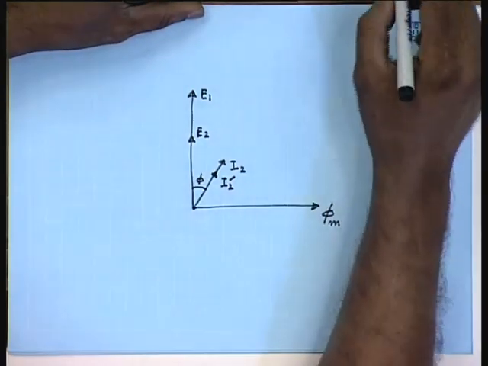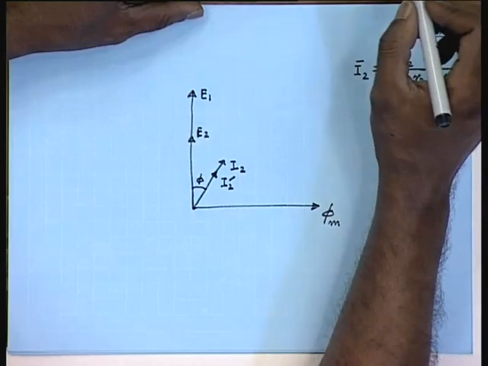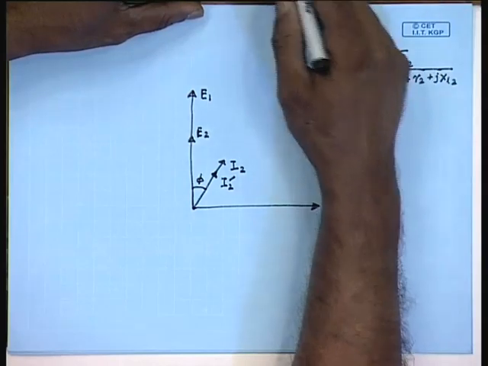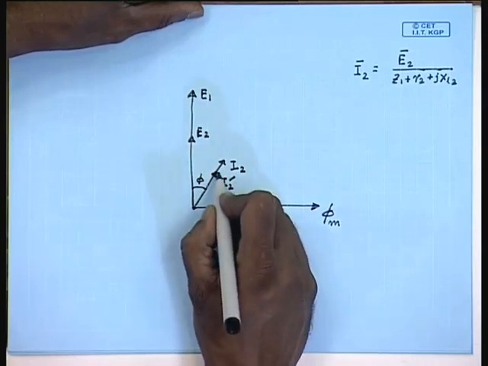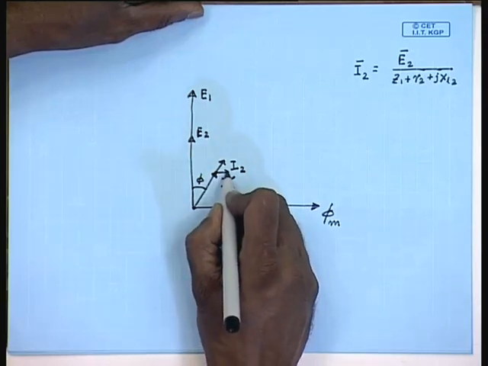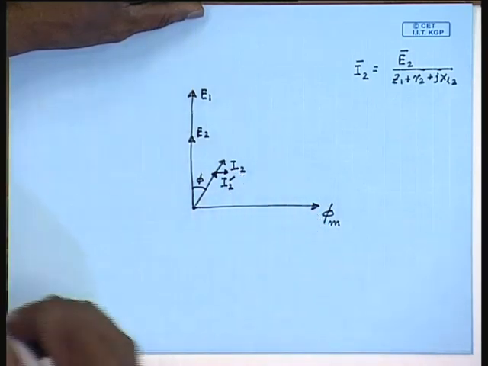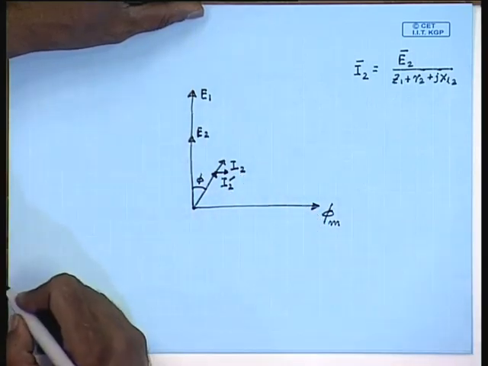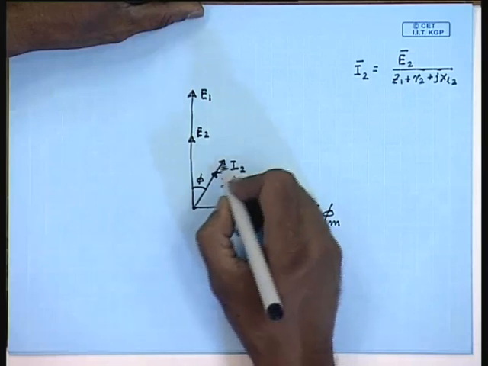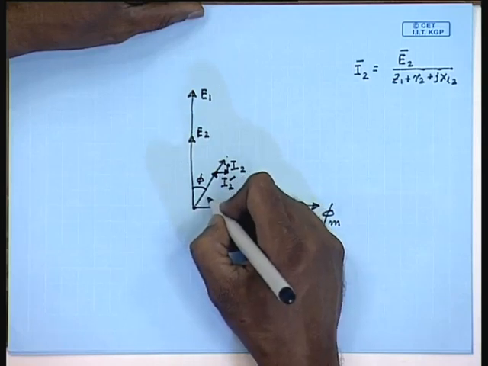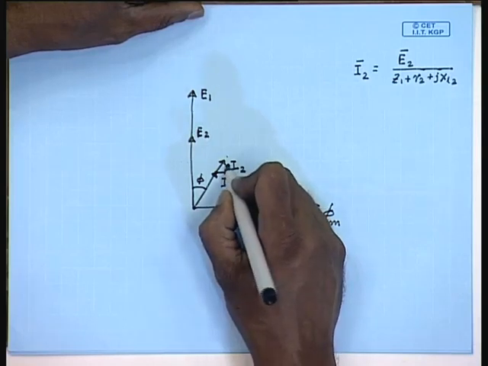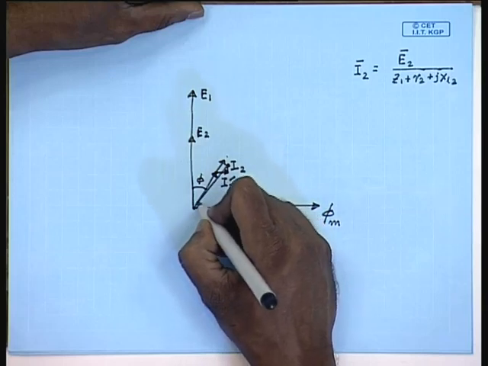The current I1 can be obtained by the phasor sum of I2 dash with Im, which is in phase with phi m, and Ic, which is in phase with E1, which gives me the phasor I1.